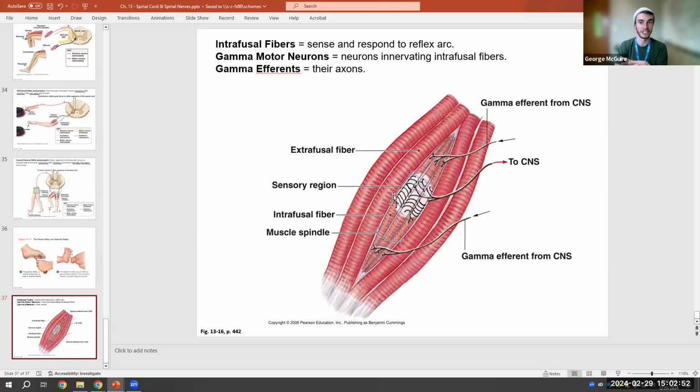The separation here is that intrafusal fibers specifically respond to these reflexes. They can recruit the extrafusal fibers. They can recruit the rest of that organ, the rest of those muscle cells. But we do have a smaller concentrated grouping of these fibers that specifically respond to these reflex nerves. And so those reflex nerves are gamma motor neurons, gamma efferents, which are their axons. So the intrafusal fibers respond to the signals from the gamma efferents, which are the axons of the gamma motor neurons. So these are the muscle cells responding to these reflex arcs.